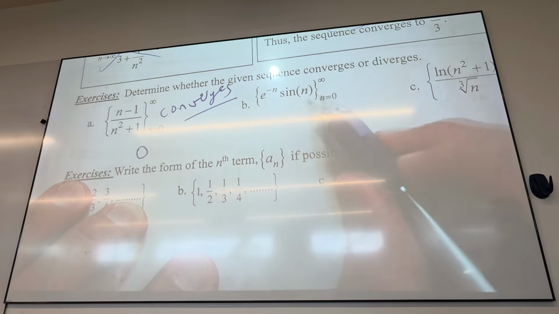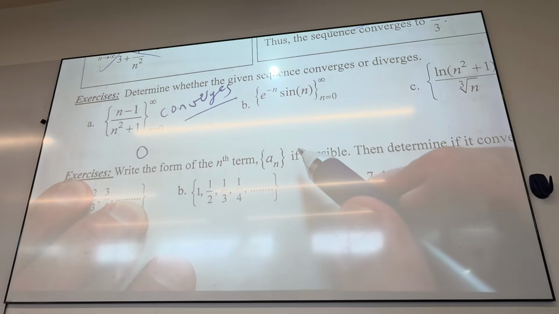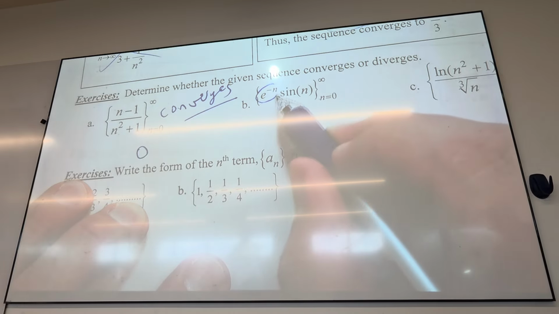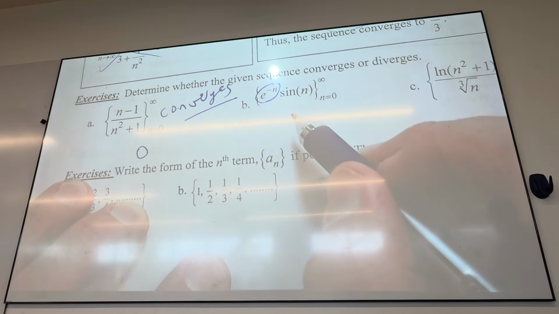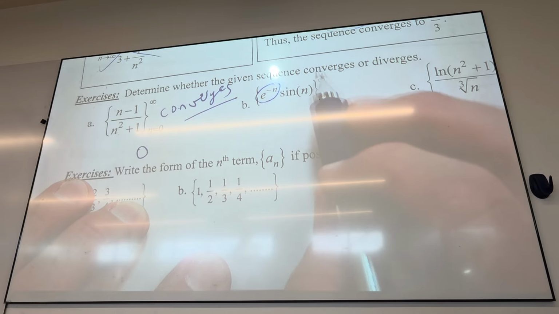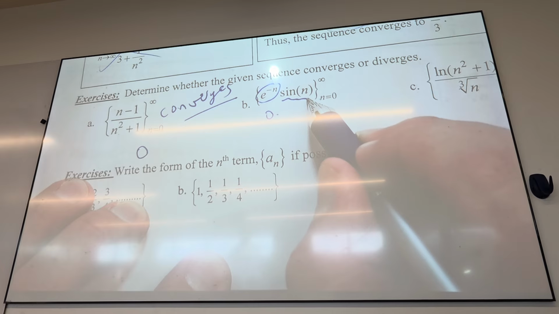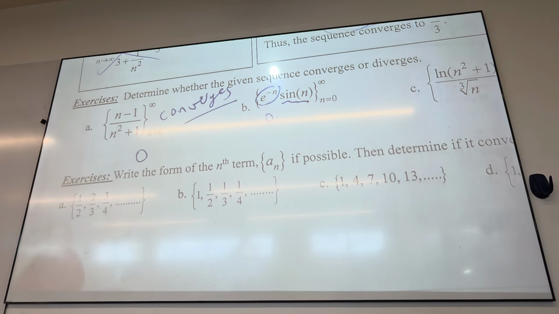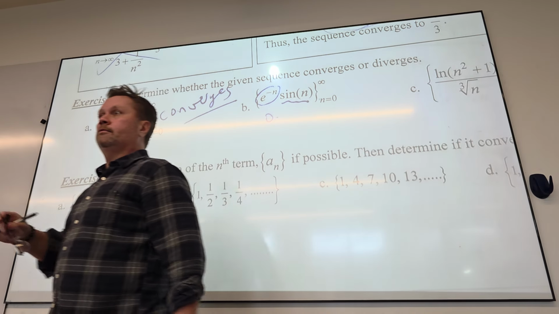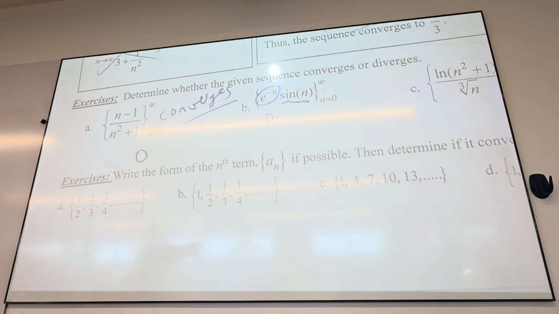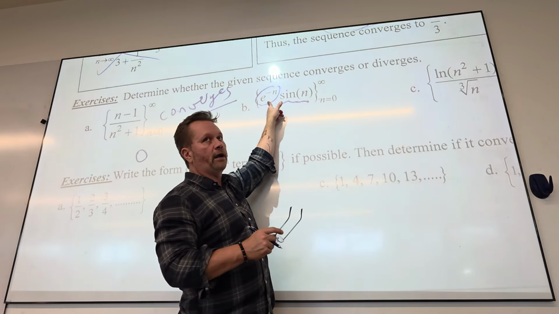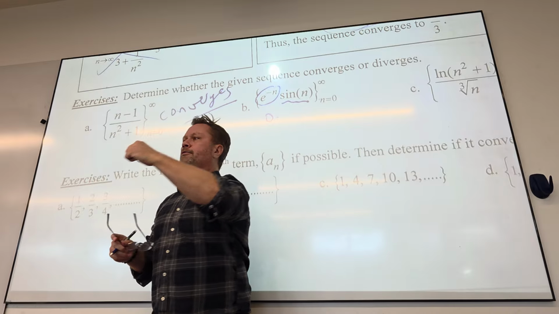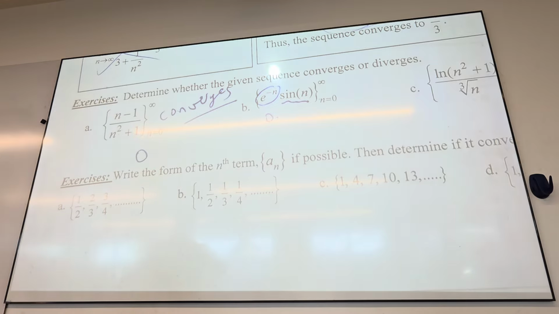This one, does anyone know what this does? When n gets really big, what does this do? Be more specific. It approaches 0. And what does this do? Forever, it goes between 1 and -1. So if I put a number out here, like a 4 in front of the sine, what would that do? Sine by itself goes from -1 to 1. If I did 4 times sine, it would go from -4 to 4. So that's the amplitude, yes?